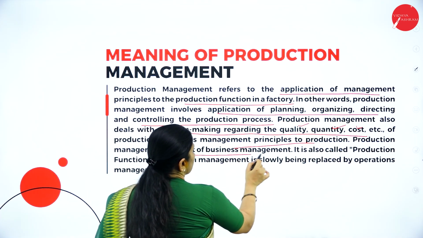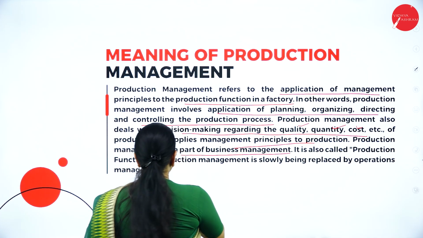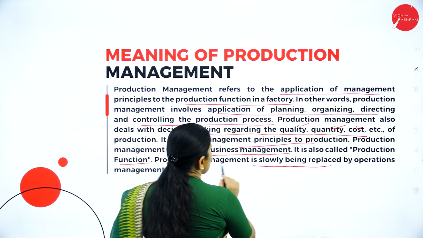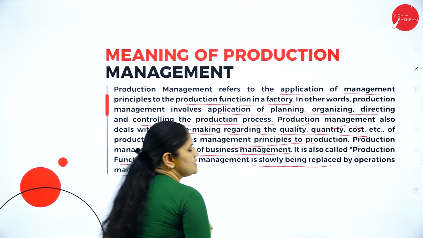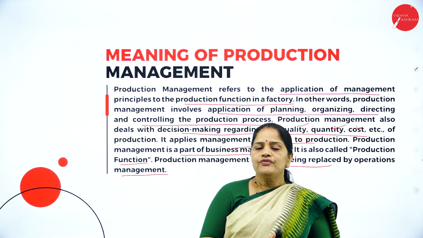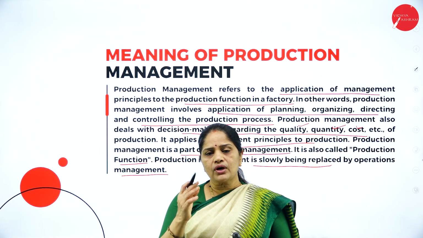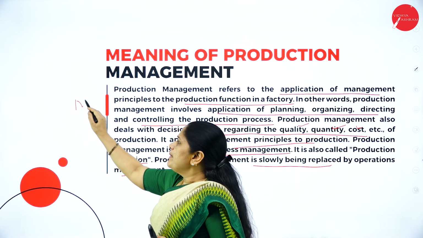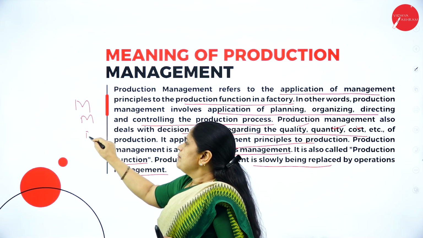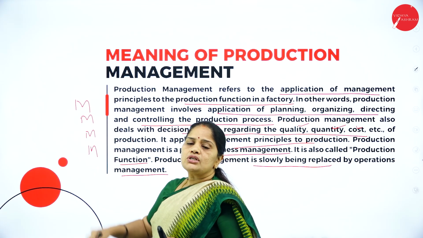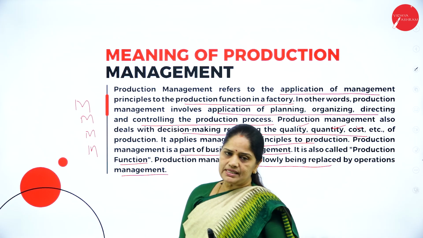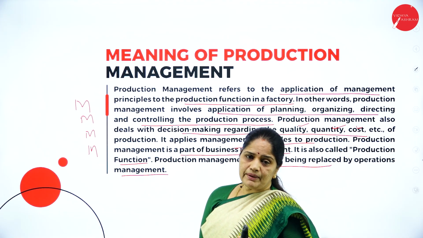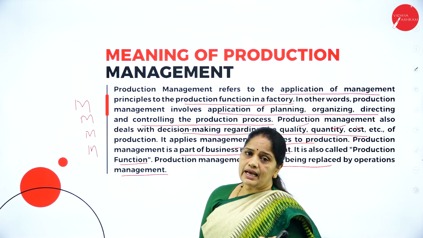Production management is a part of business management. It is also called as production function. It is being slowly replaced by operations management. So, for a business to run, we need the 4 M's of business. Now, what are the 4 M's of business? Men, money, materials, machines. So, they are the 4 M's of business. Without these 4 M's of business, it will not be possible for us to run a business.